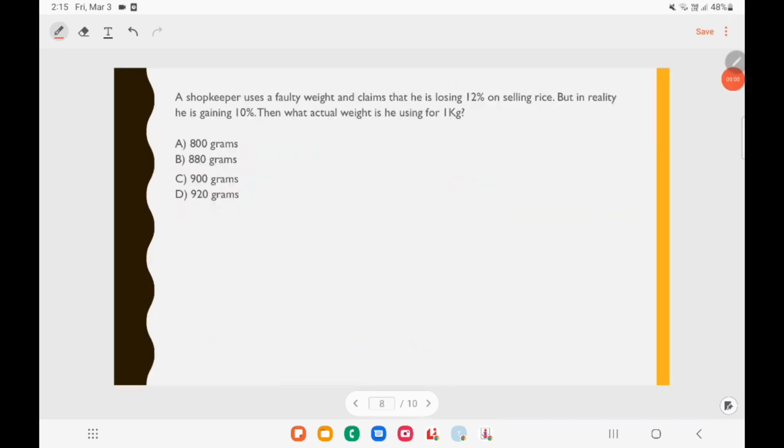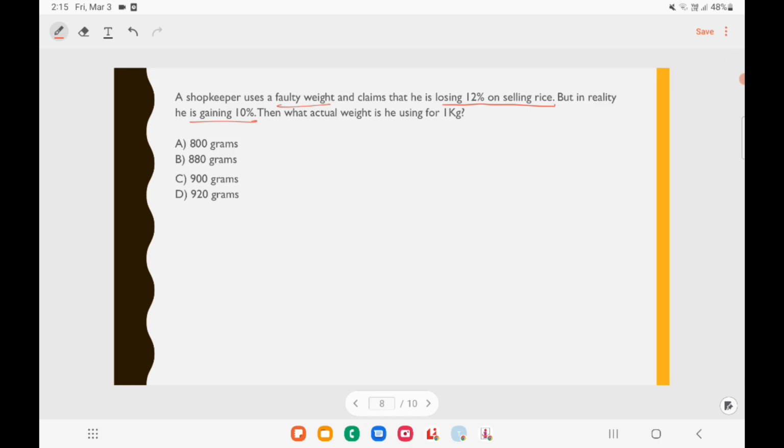Okay. So let us do one more question. A shopkeeper uses a faulty weight and claims that he is losing 12% on selling rice. But in reality, he is gaining 10%. Then what is the actual weight he is using for 1 kilogram?